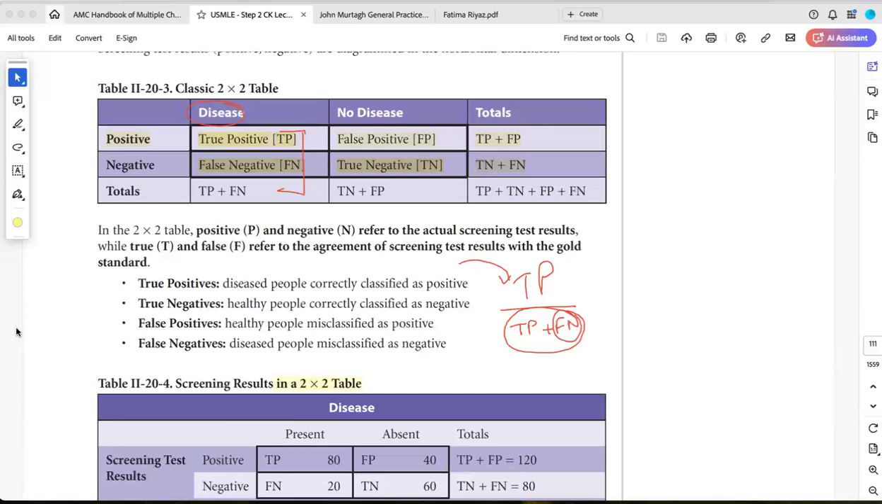In the exact same way, specificity means it's on this right column.